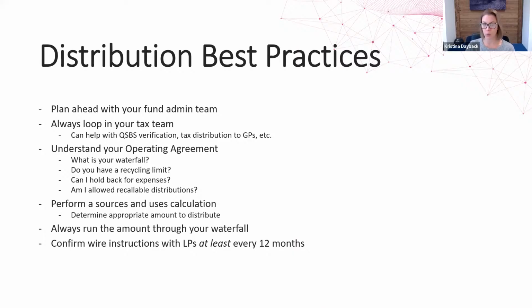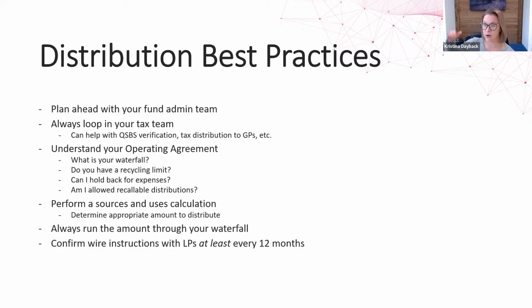It's always a best practice to loop in your tax team. Most people don't realize that there are actually 3 waterfalls associated with the fund. There's a distribution waterfall, which determines how much proceeds you get from a sale or a distribution of stock. There's the allocation waterfall, which is associated with your books and records, but there's also a tax waterfall.